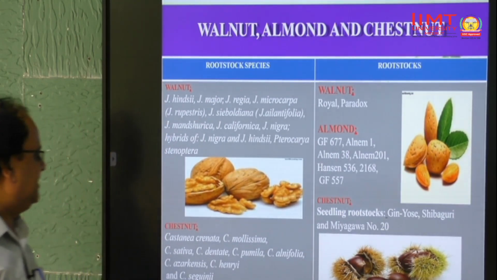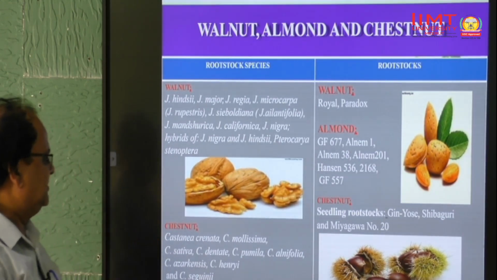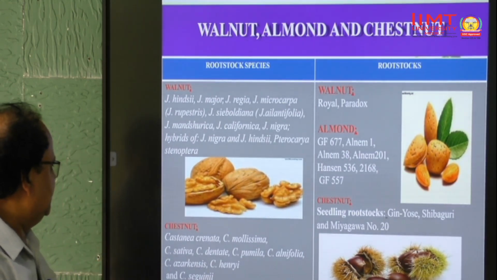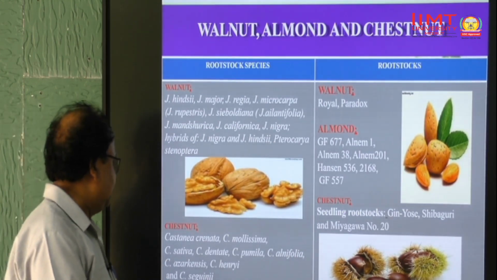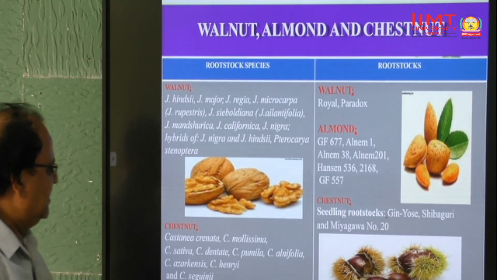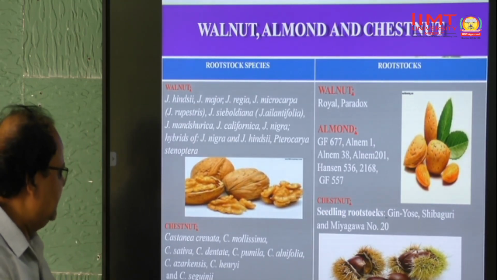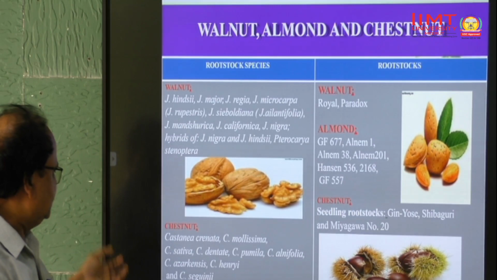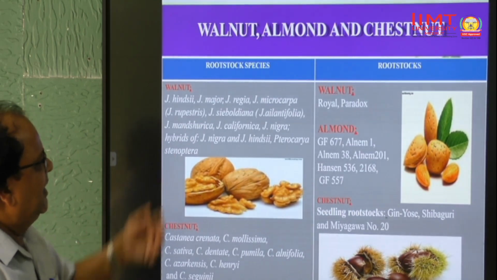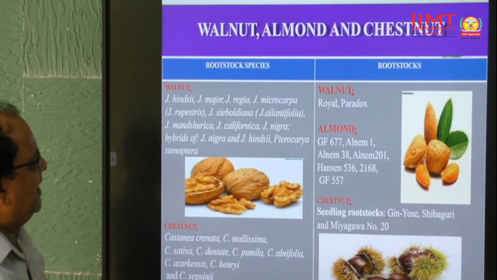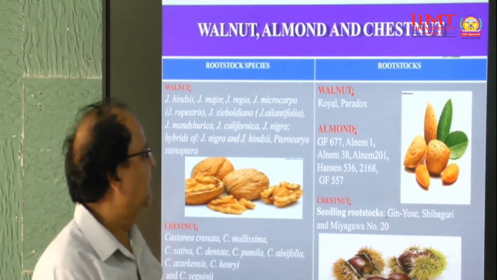For the chestnut, that is Castanea crenata, Castanea mollissima, Castanea sativa, Castanea dentata, Castanea alnifolia, Castanea henryi and Castanea seguinii, are used as rootstock for the chestnut. In the case of walnut, Royal and Paradox rootstocks are used for the best production of the walnut.